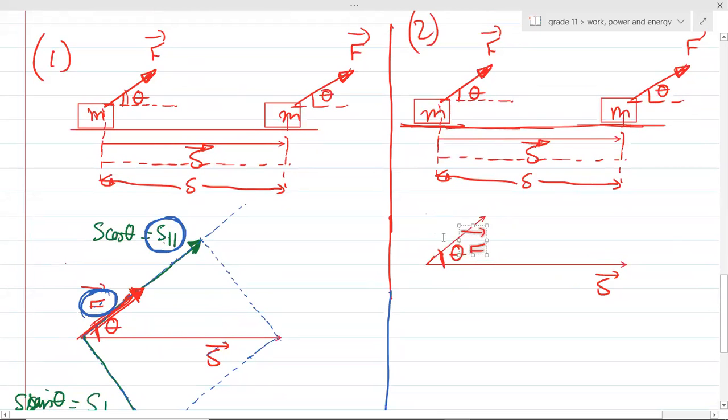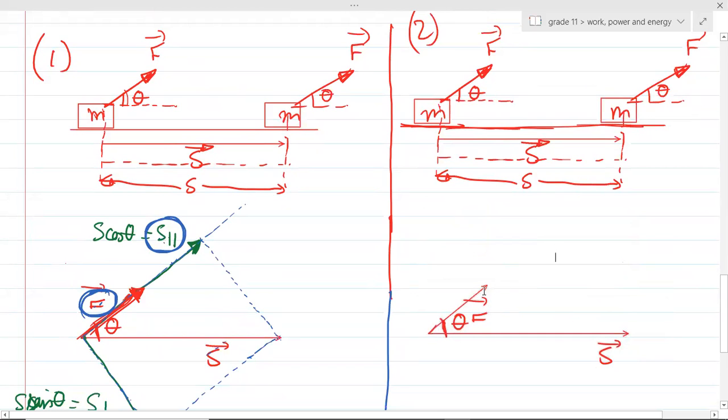What will we do in the second case, guys? We'll resolve F into two components.